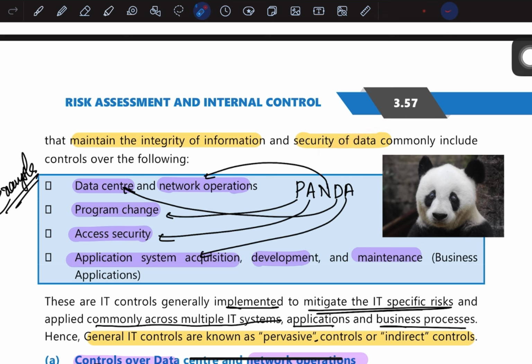There are 4 types of general IT controls, which you can remember with the abbreviation PANDA. First and foremost is program change. Then we have access security. Then we have network operations and data center. N for network operations, D for data center. So both are one control. And then we have A for application system acquisition, development, and maintenance. Basically business applications. So these 4 types of general IT controls, you can remember with the abbreviation PANDA.